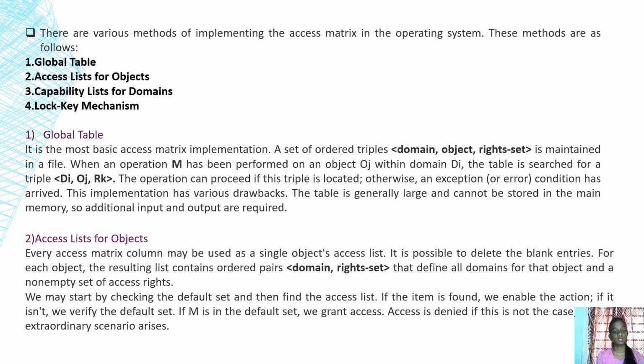So next is access list for objects. Every access matrix column may be used as a single object's access list, and it is possible to delete the blank entries for each object, resulting in a list that contains ordered pairs <domain, rights-set> that define all the domains for the object with a non-empty set of access rights. We may also start by checking the default set and then find the access list. If the item is found, we grant access. If it is not, we check the default set. If M is in the default set, we grant access. Access is denied if it is not, and an exceptional condition arises.